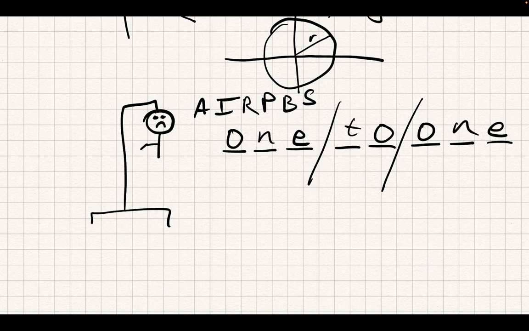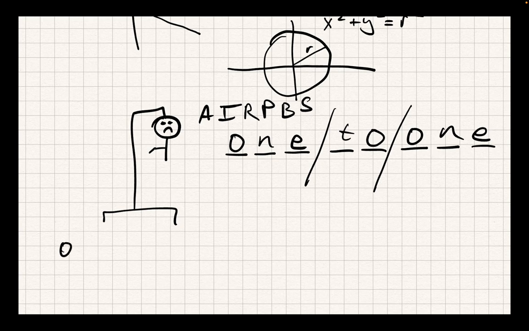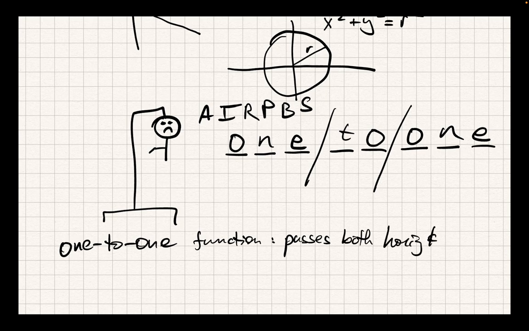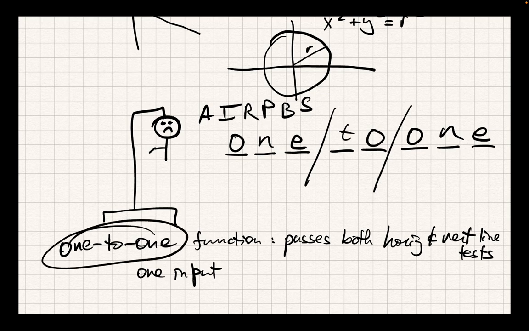So it is 1 to 1. Something that if you didn't do the homework, you would not know. What is a 1 to 1 function? It passes both the horizontal and vertical tests. It's a function where one input leads to one output. You could think of 1 to 1 as an abbreviation for this definition. One input.